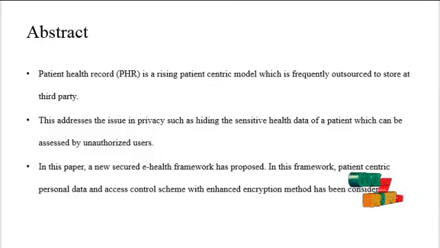In this, a patient health record is a rising patient-centric model which is frequently outsourced to a third party. This raises privacy issues, such as hiding the sensitive health data of a patient, which can be accessed by unauthorized users. In this paper, a new secure e-health framework is proposed. In this framework, patient-centric personal data and access control schemes with an enhanced encryption method are considered. Security and privacy of personal health information are identified by digital signals and patient pseudo-identities as well.